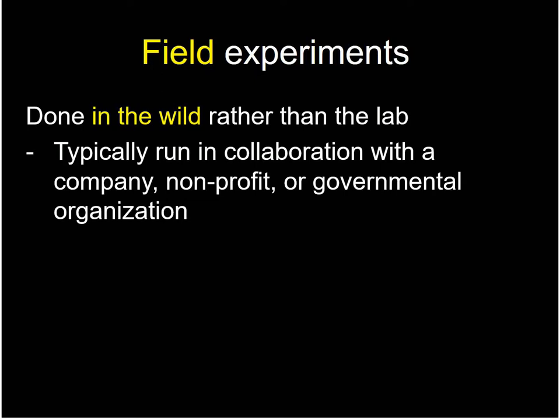And then a key element of field experiments is not just that they're done outside of the lab, but that usually the people involved don't know that they're part of an experiment. You use randomization to change some feature of the way people are interacting with something, and then you look at the consequences for their real world behavior.